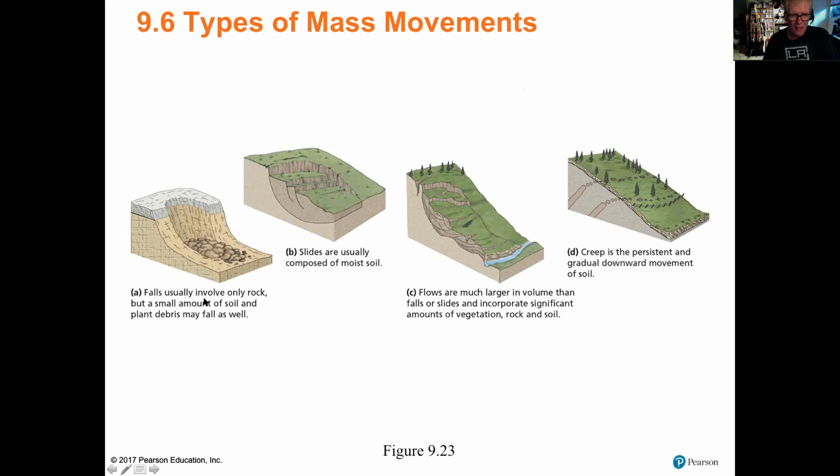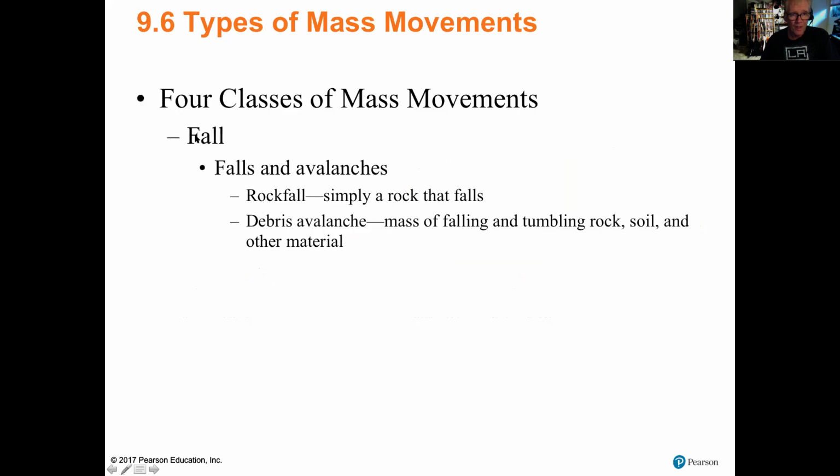The falls, usually rock, slides, which is usually most moist soil. The flow is larger in volume than a fall or a slide, and incorporates vegetation, rock, and soil. And the creep is just this persistent downward movement of the soil. So the animation in the module, the weekly module or the study area, will go into all four of these and show you how they work.